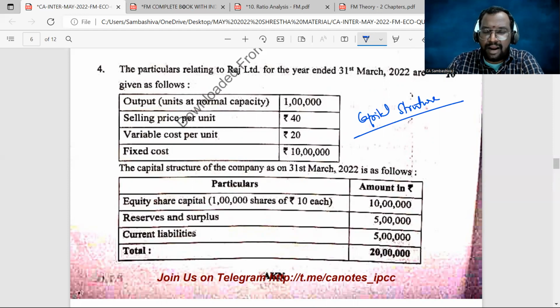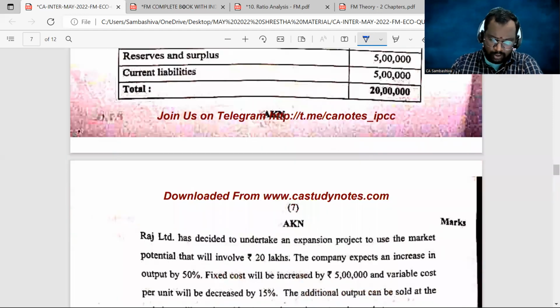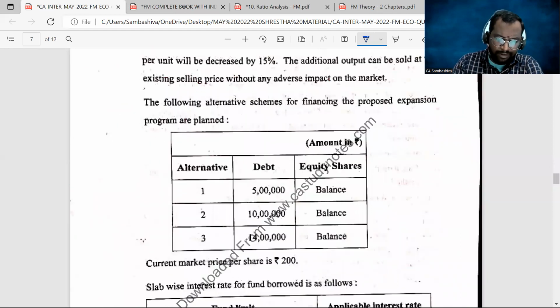In this question you can see you have been given 3 financing alternatives. Under the 3 financing alternatives, you have to calculate EPS. The financing alternative under which the EPS is higher should be selected. Yes or no? Right. The same kind of problem we have done in our material also.